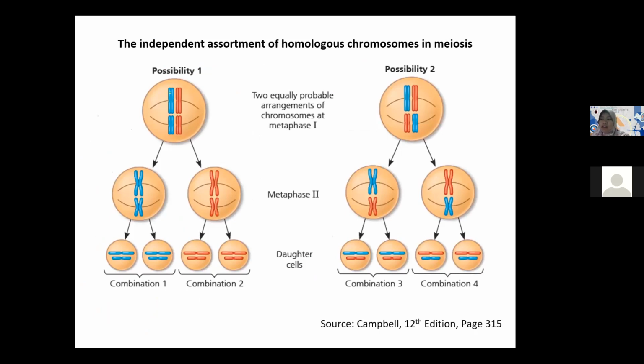So you can see the first combination is this one, the blue, and also both red chromosomes. So we have combination 1, combination 2, and somehow we might have different combinations. Right, so independent assortment may take place, and you can see we got this one. Okay, combination number 3 and combination number 4.